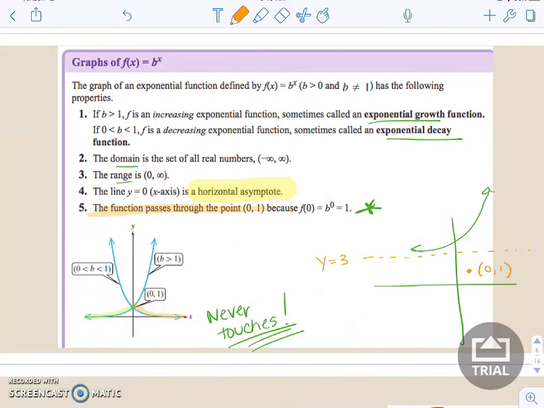And that's okay. That doesn't mean that it's not an exponential function anymore. It still is. It just means it's not a parent function. It's been transformed. It's been moved. It's been shifted. It's been changed in its size. Okay?